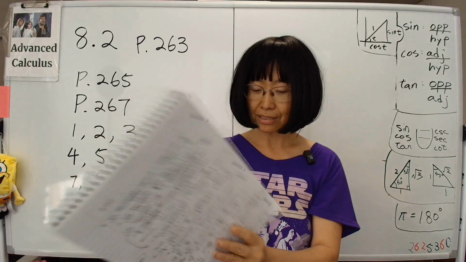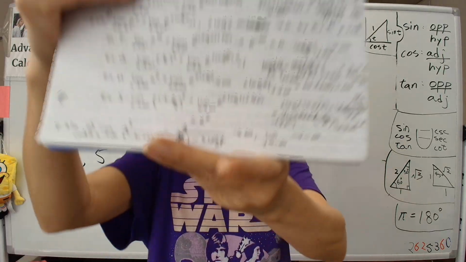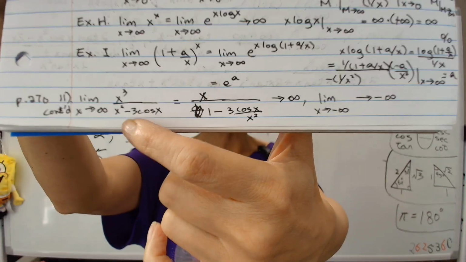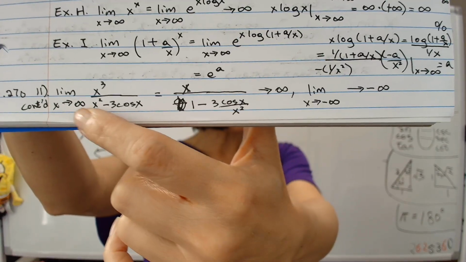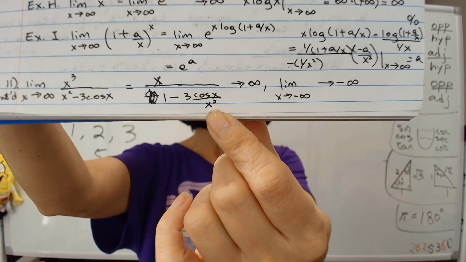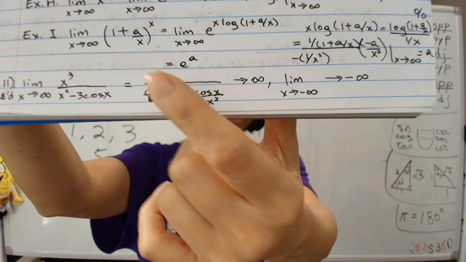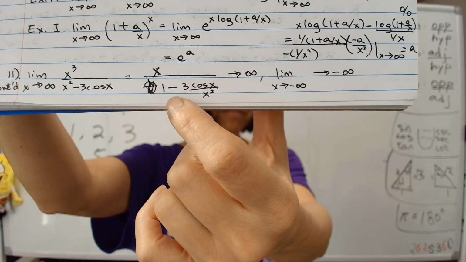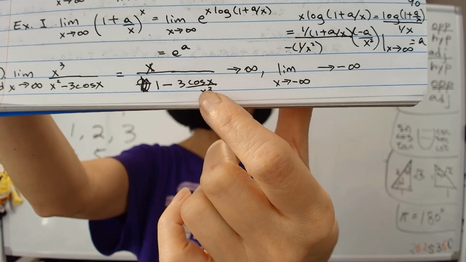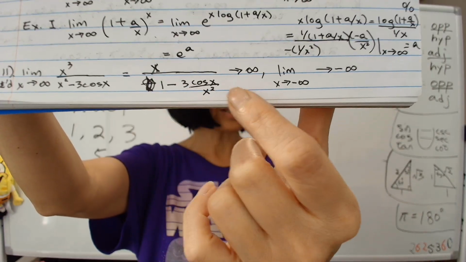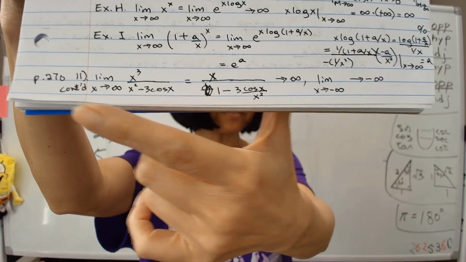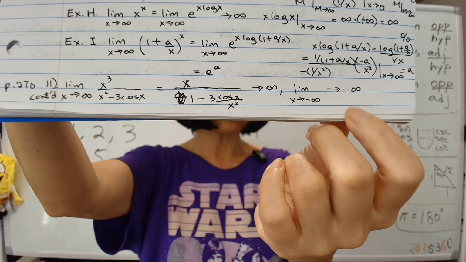So we need to use a different trick. We use the old trick for fractions like this: we divide the thing out. So divide by x squared, and this becomes 1 minus 3 cosine x over x squared. The top has just x left, so that goes to infinity. That works the same way as just y equal to x, right? It's just like x, because this part goes to 0. So this thing will go to infinity for x going to positive infinity, and to negative infinity if x goes to negative infinity.